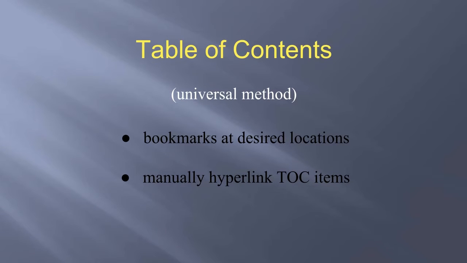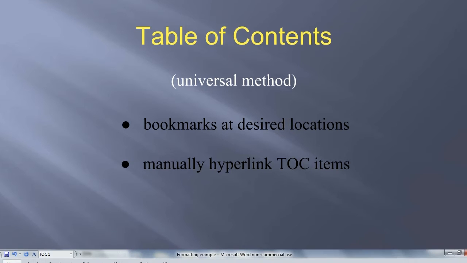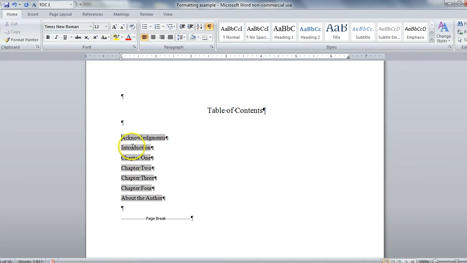Another method is much more universal. It will also work at Amazon, but it will work at every retailer too. It's accomplished by using bookmarks at the desired locations and then creating a manual hyperlink from the table of contents list of items. So let's delete what we've done. I'm going to go ahead and just delete all this stuff.